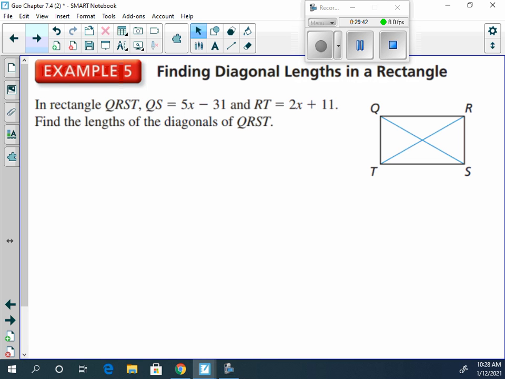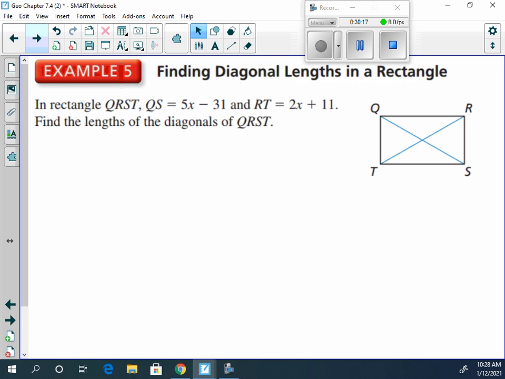Find the diagonal's length in a rectangle. QRST. If QS is 5x minus 31 and RT is 2x plus 11, find the length of the diagonals of QRST. What do I know about the diagonals? They're what? That would be rhombus, because the rhombus is diagonals intersect at right angles. Yes.